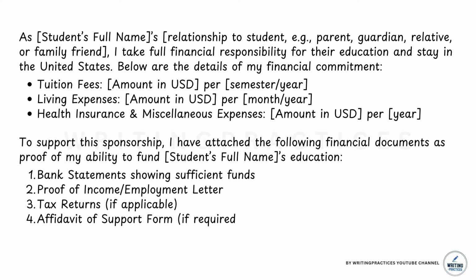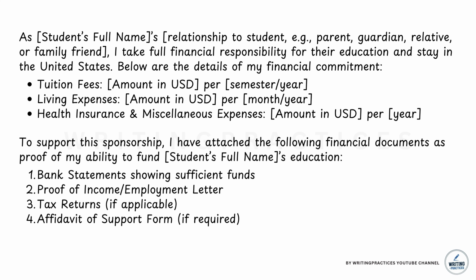This section is crucial because it strengthens the sponsorship claim by providing concrete financial proof. It reassures the embassy that the sponsor has stable income and savings. It includes an affidavit of support if required, which is a legal document confirming financial responsibility. Bank statements should show a consistent balance sufficient to cover the student's expenses, while the employment letter should confirm a steady source of income. If tax returns are available, they further validate financial stability.